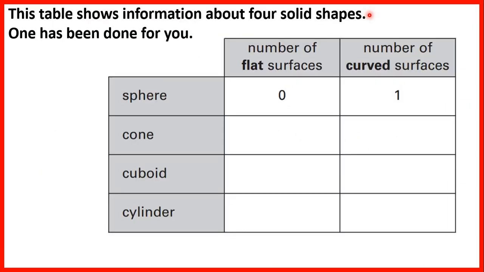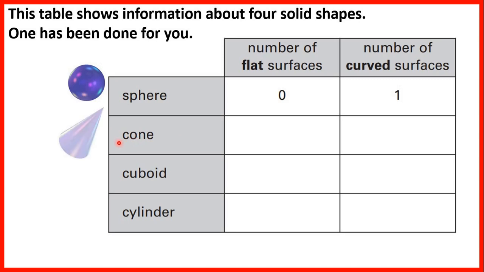This table shows information about 4 solid shapes. One has been done for you. So they've told us that a sphere has 0 flat surfaces and 1 curved surface. Because if we know that a sphere is like a football shape, we can see that there are no flat areas of this shape, it's just one large curved surface.